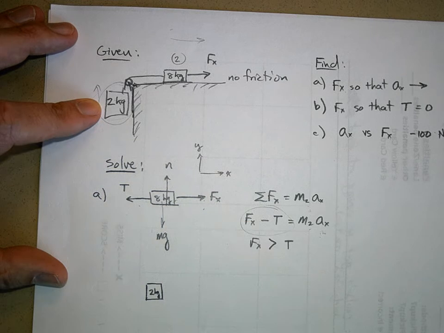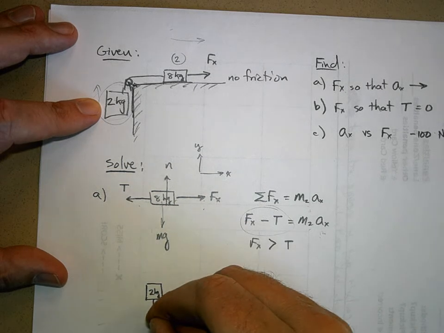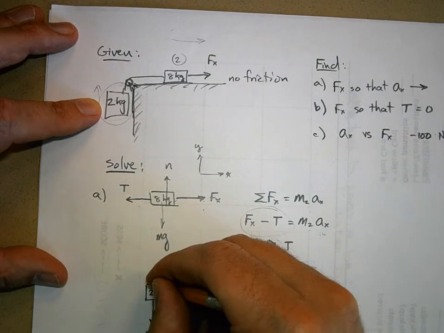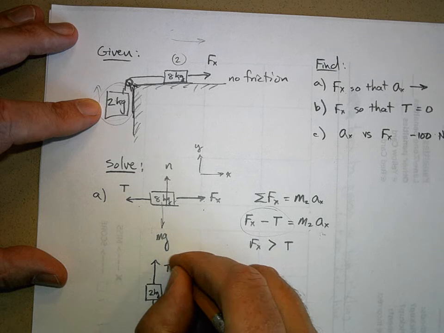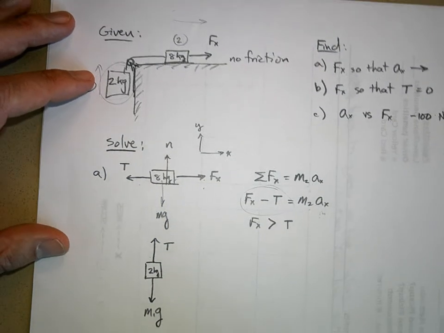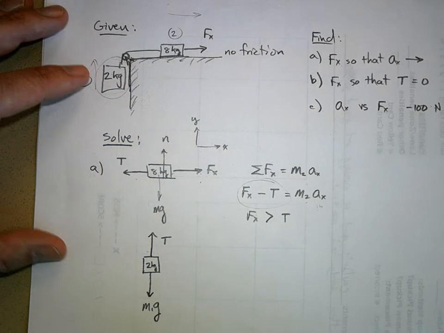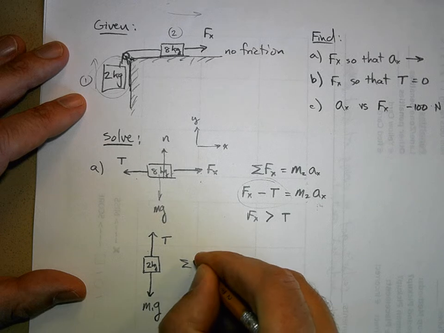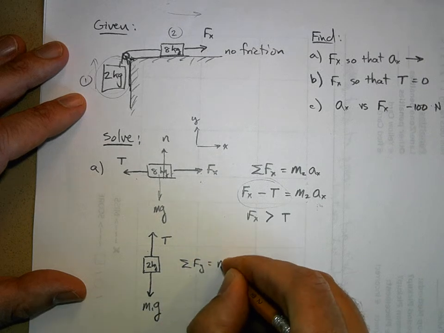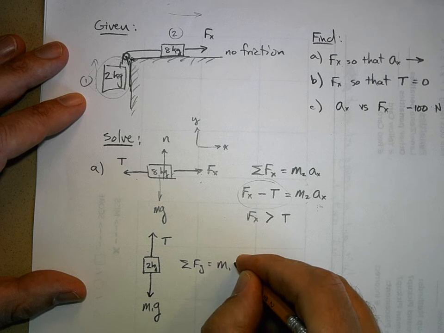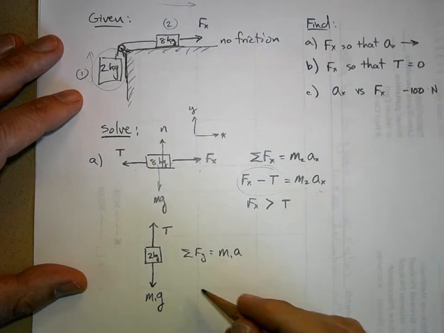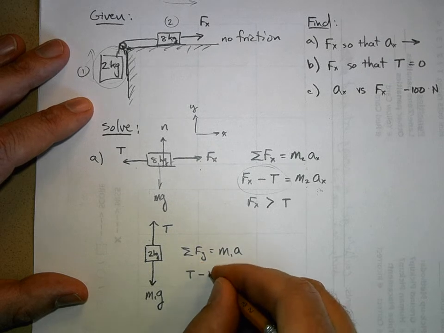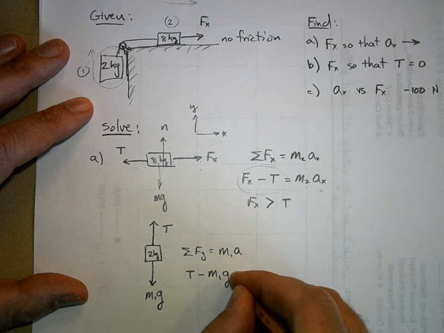And so here's what we've got. We've got m1 times g, and then we've got the tension force here. And we'll identify positive y as being up. So if I sum the forces in the y direction, that equals m1 times a. And when I add the forces, I get tension minus m1 times g.